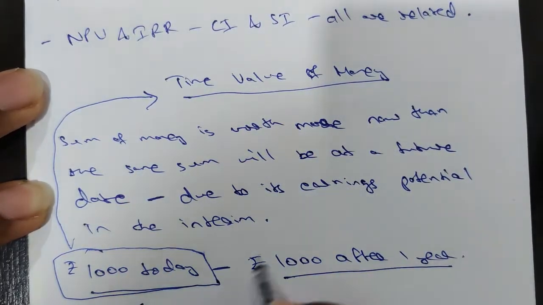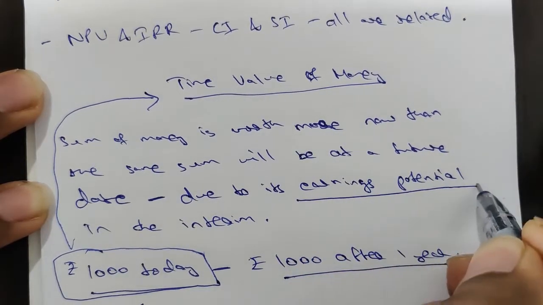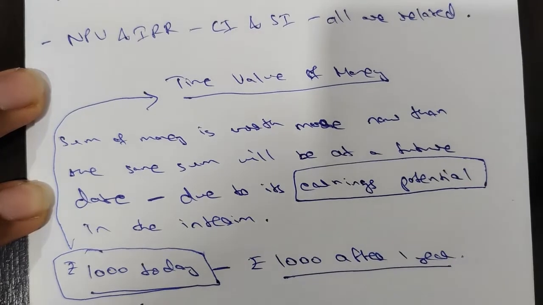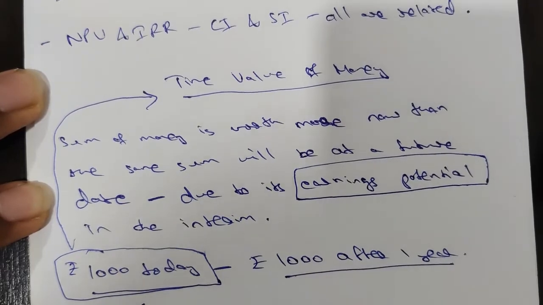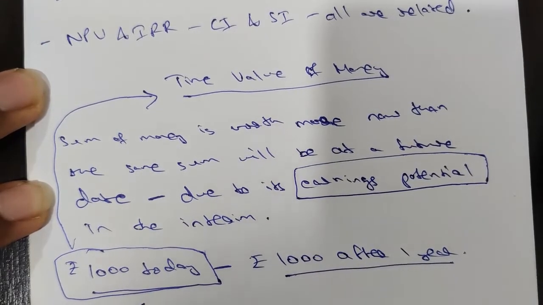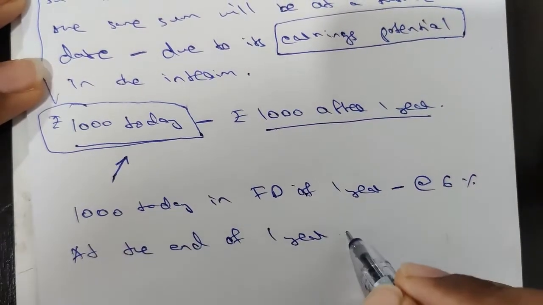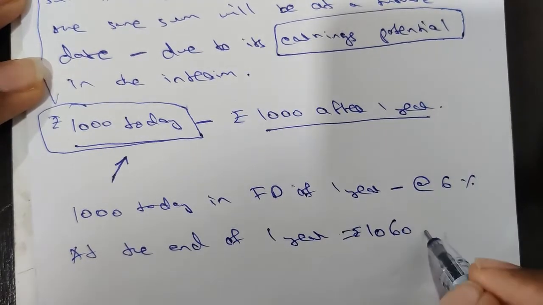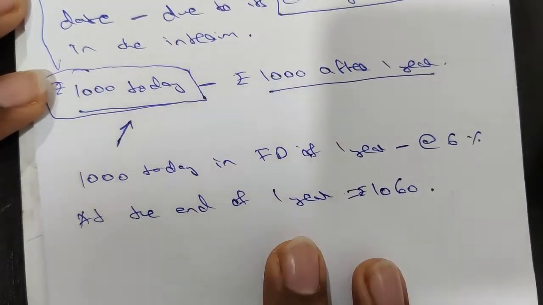Why? Because this 1000, if we can invest, then we will get something. So suppose I invest this 1000 today in a fixed deposit of 1 year at around say 6% interest. So at the end of 1 year, I would be having 1060 rupees. So this is nothing but time value of money.